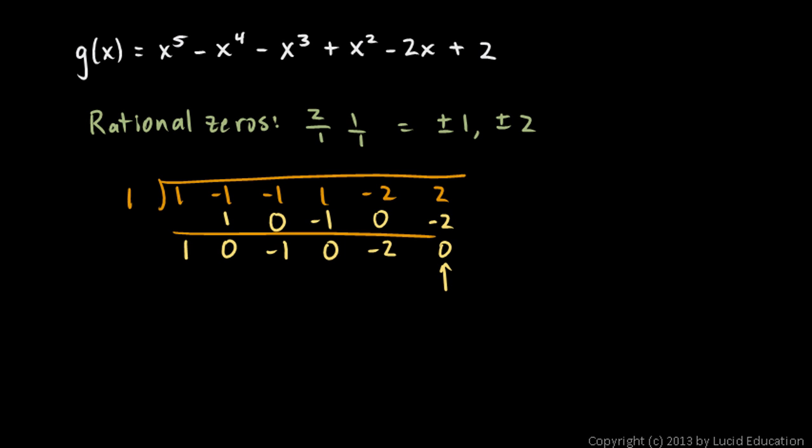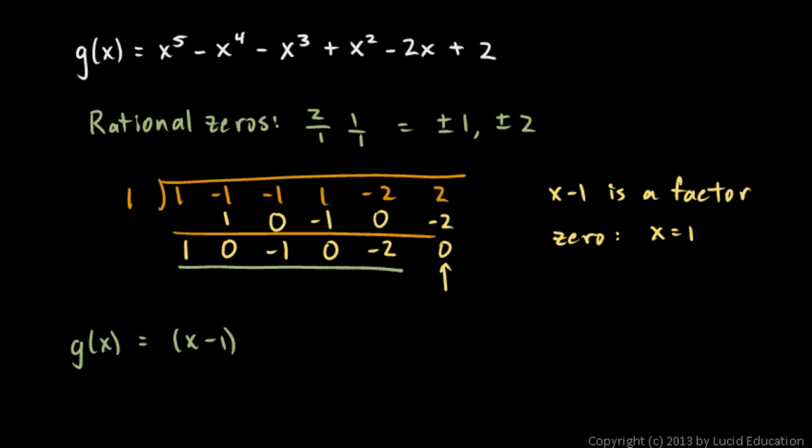So there we go. That means x minus 1 is a factor, and we found one of the zeros. X equals 1 is one of the zeros. And these coefficients down here will give us the other factor. So our original polynomial, g of x, factors like this: x minus 1 times the polynomial made here, which starts at x to the fourth. That's x to the fourth plus 0x cubed minus 1x squared plus 0x minus 2.